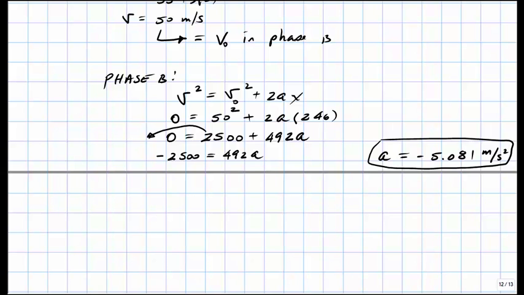Now, the negative right here signifies that the car is slowing down. We have a positive velocity and a negative acceleration. That means that the acceleration is slowing down the car. It's really a deceleration. So again, this negative means the car is slowing down.